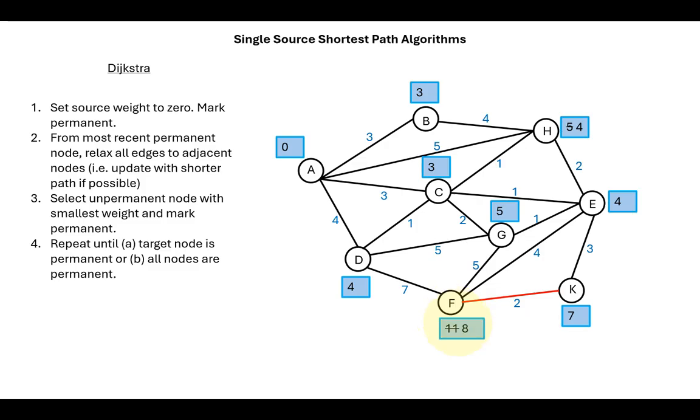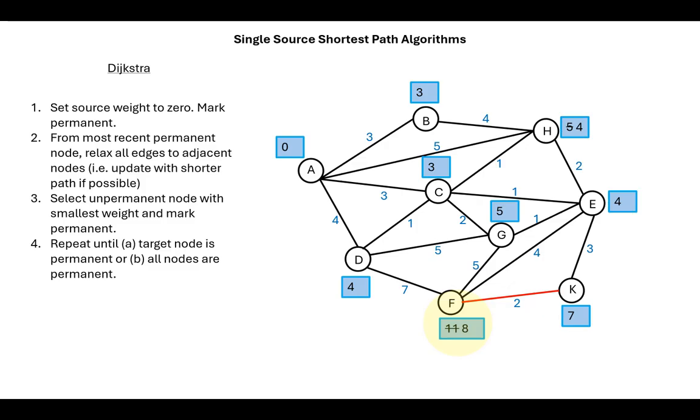Note that if we want just to get to one place in particular, we can stop when that node is made permanent. To be safe in algo exams, state whether you are finding the distances to all nodes from the source or just one particular node, depending on the context.